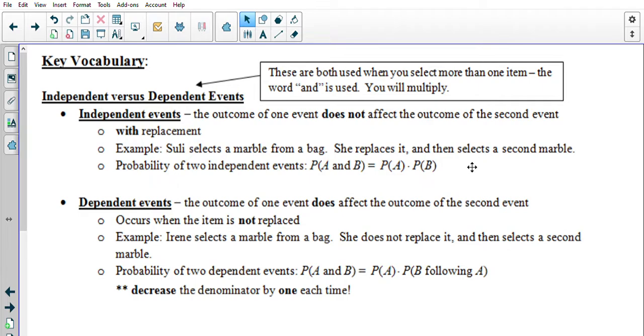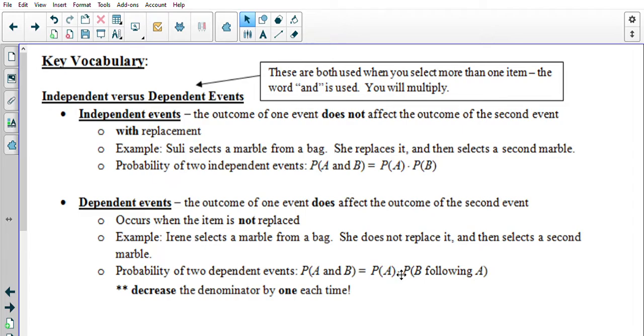Dependent events are when the outcome of one event does affect the outcome of the second event. So this occurs when the item is not replaced. So Irene selects a marble from a bag, she does not replace it, and then selects a marble. These two events are dependent because I took a marble from the bag, I didn't replace it, so now I have less marbles in the bag, which changes my second probability. So you'll notice how I wrote this. P of A and B is the probability of A. That stays the same no matter what, times the probability of B following A.